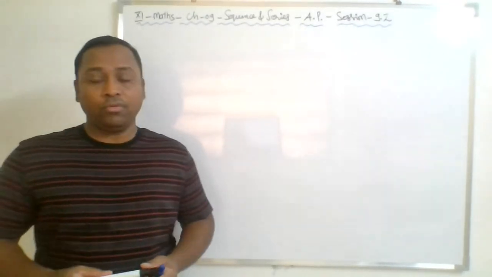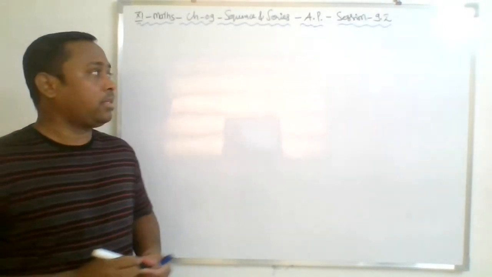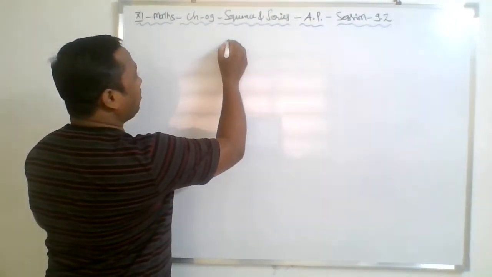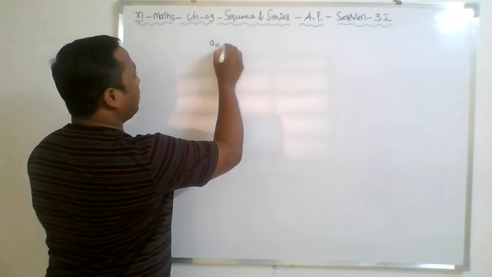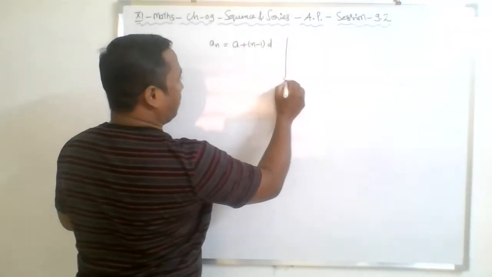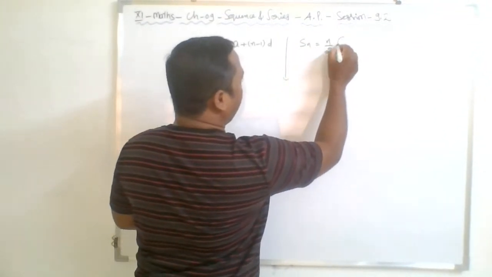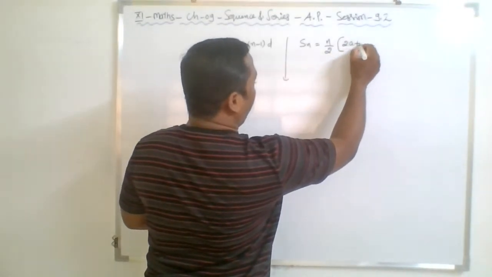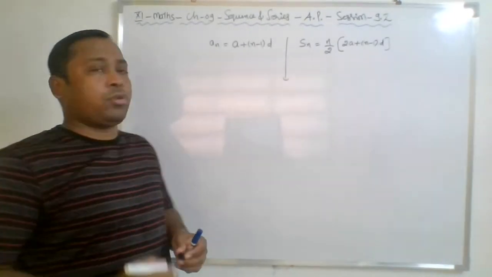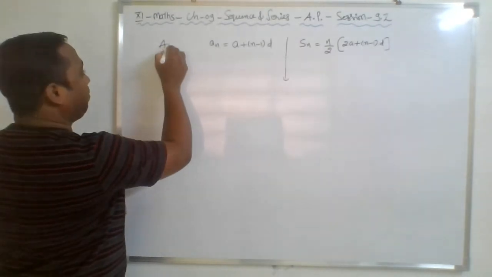Now, as you know, the nth term formula and Sn formula of an AP are very standard. The nth term formula of an AP is generally written as a plus (n minus 1) into d. Similarly, the sum of n terms formula is written as n by 2 into (2a plus (n minus 1) into d). So these are the standard formulas for the nth term and Sn of an AP.